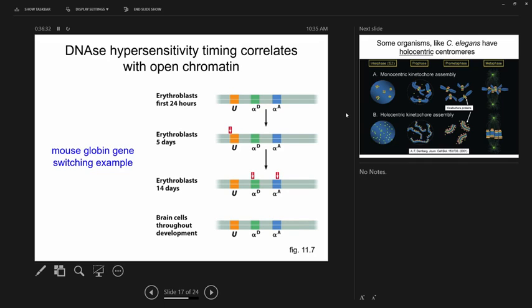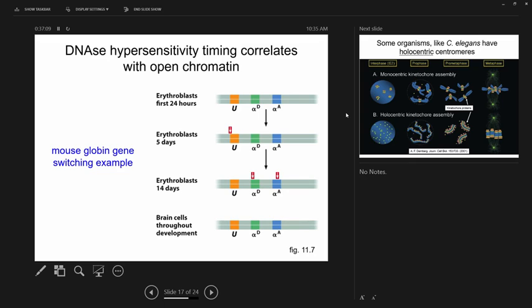So globin genes encode the globin that is part of the hemoglobin that's required to transport oxygen through your body. So this is what's going to be in red blood cells. Right? So erythroblasts are red blood cells. During the first 24 hours of development, you get no hypersensitivity. So what is this?